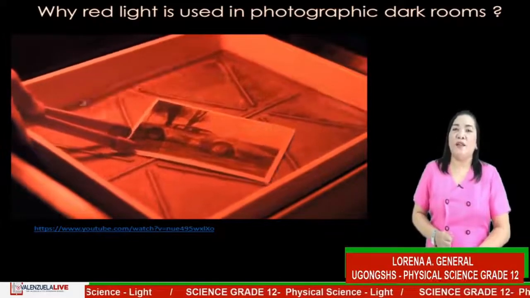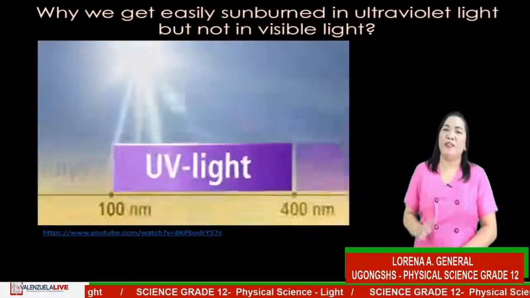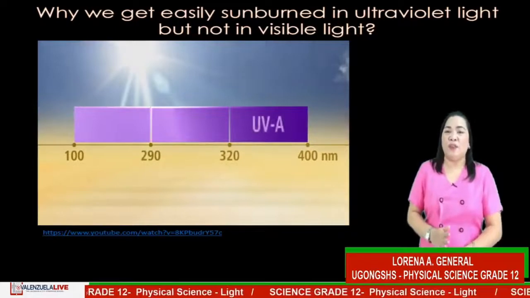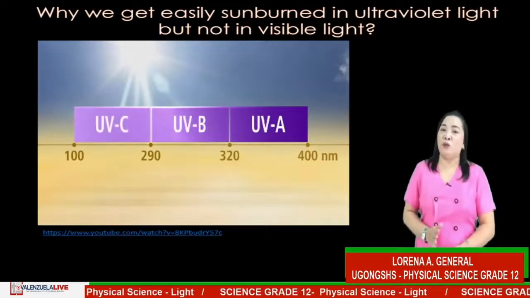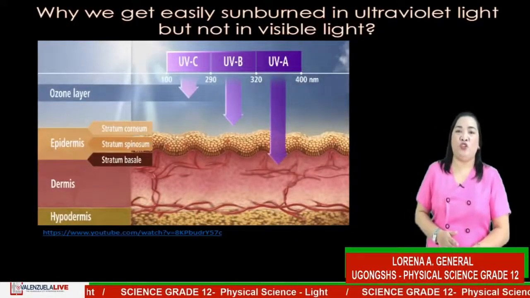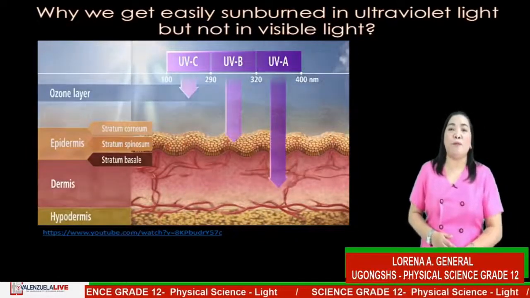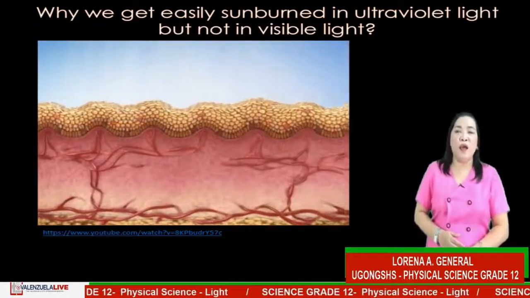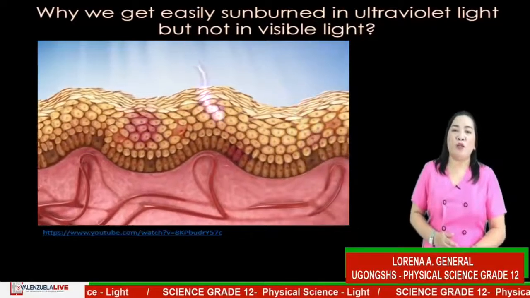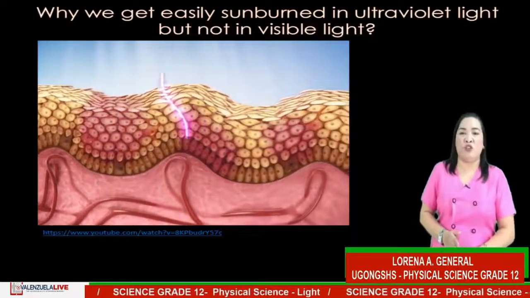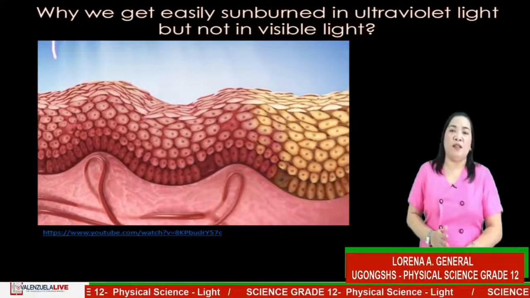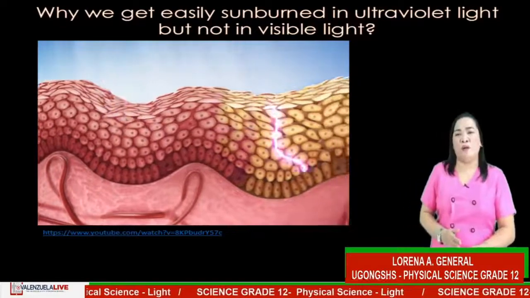Okay, next. Why do we get easily sunburned in ultraviolet light but not in visible light? Physicists classify electromagnetic waves according to their wavelength. The shorter the wavelength, the more energy. UV waves are shorter than visible light waves, so UV possesses more energy than regular light. UV photons have the right energies to cause chemical changes. When UV light hits your skin, the DNA in your skin cells can undergo chemical change.